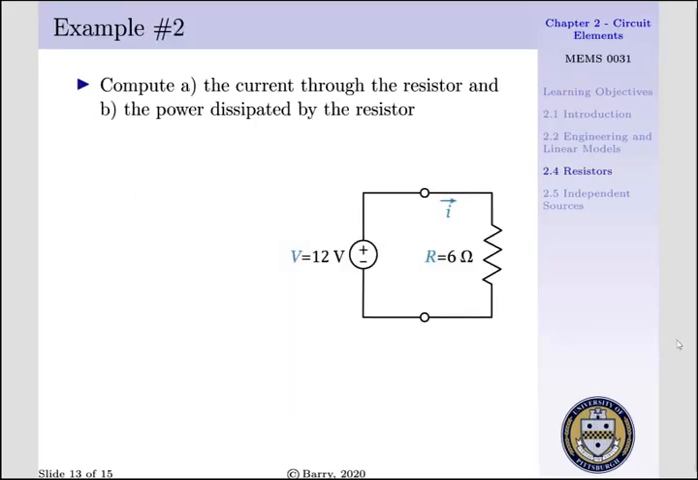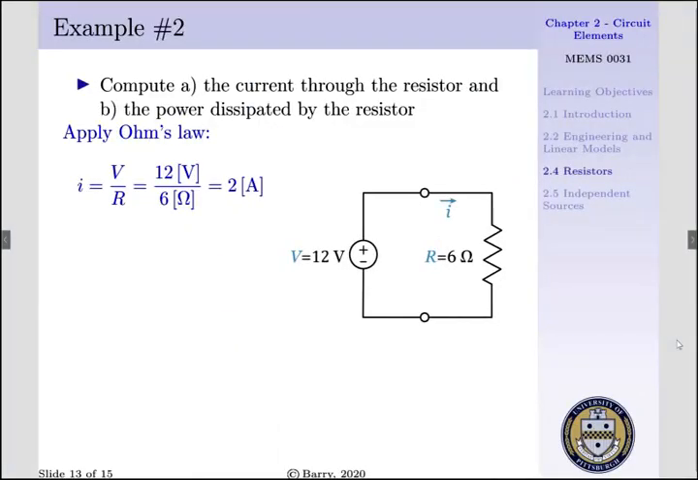Now let us consider an application of Ohm's law as well as Joule heating. Say we have a 12 volt source, i.e. a 12 volt battery, that is applying a 12 volt potential across a 6 ohm resistor. And we want to compute the current through the resistor as well as the power dissipated by the resistor. To begin, we'll apply Ohm's law to determine our current running through a resistor.